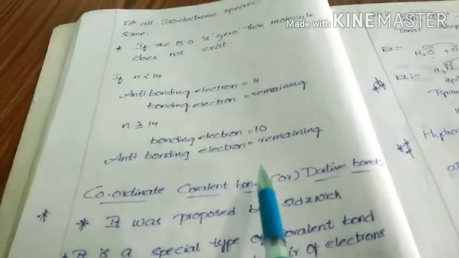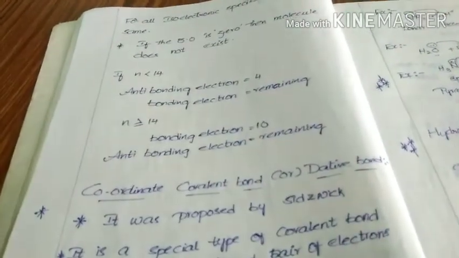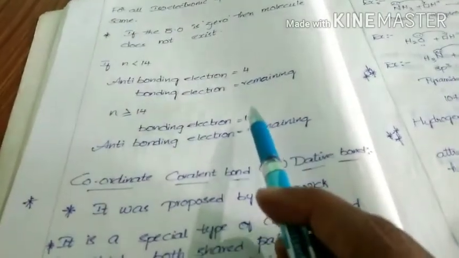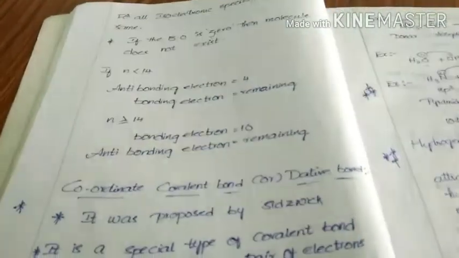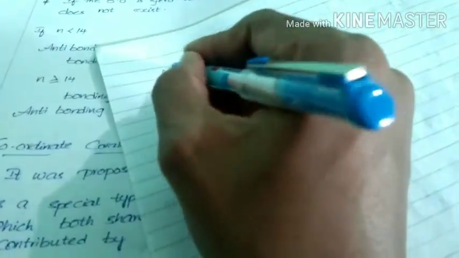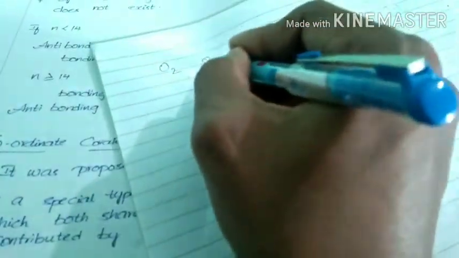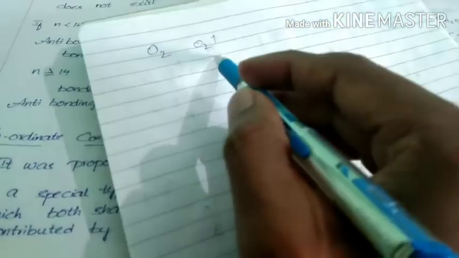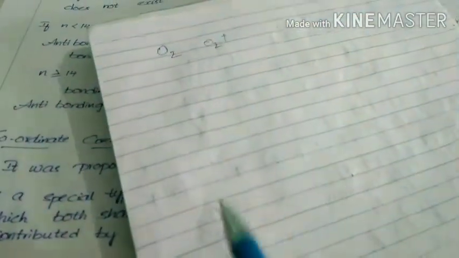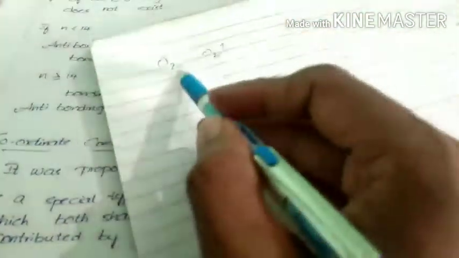If you remember these points, then you can solve some questions like this. I will show those types of questions. Sometimes you may get questions like this: out of O2 and O2 plus, which has more bond order?